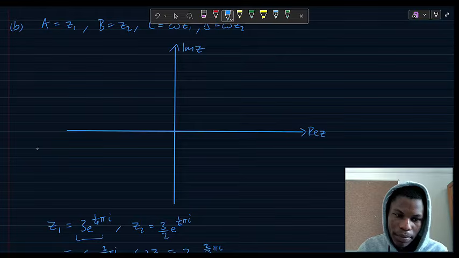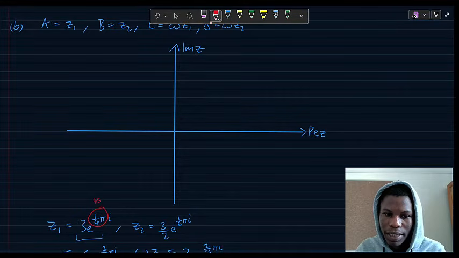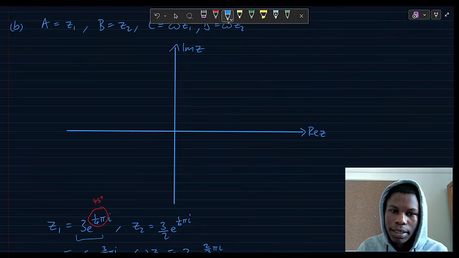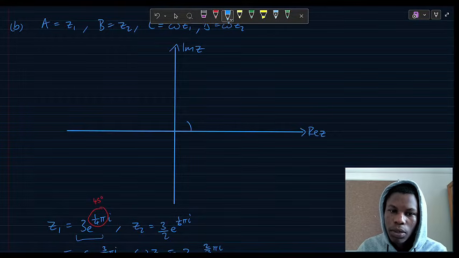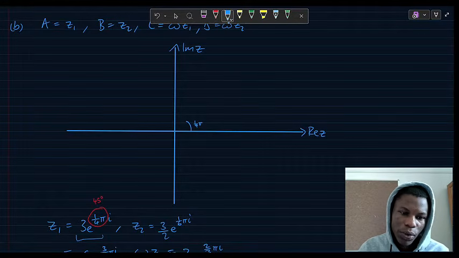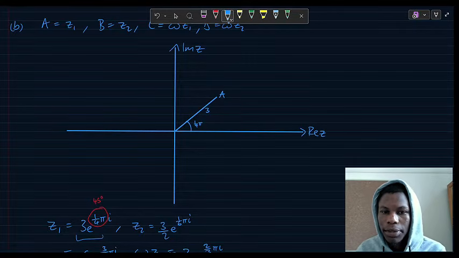So for Z1, the argument is a quarter pi, right? If you convert this to degrees, a quarter pi is 45 degrees. So it means that if I start from the positive real axis, I need to open up a 45-degree angle. So something like that. That's going to be a quarter pi. And I know that the modulus is 3 units. So I need to draw a line that is 3 units long, right? So this is going to be 3 units long, and that becomes point A.